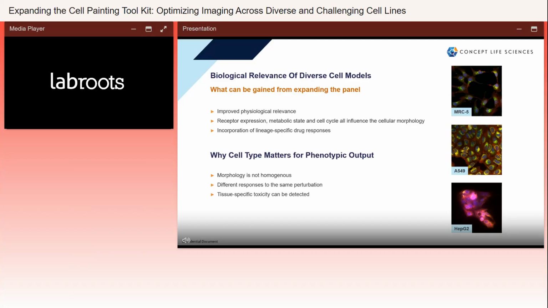And this cell type specificity is a major opportunity. By profiling compounds across different models, we can reveal context-dependent mechanisms of action, uncover tissue-specific toxicities, and build more detailed and complete pharmacological maps. By considering the biological questions and selecting cell lines based on them, we can increase the translational power of cell painting.